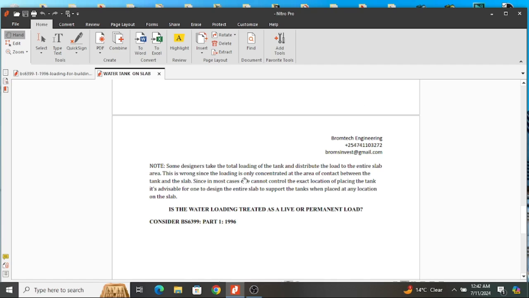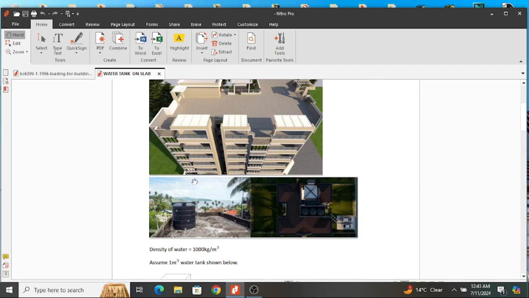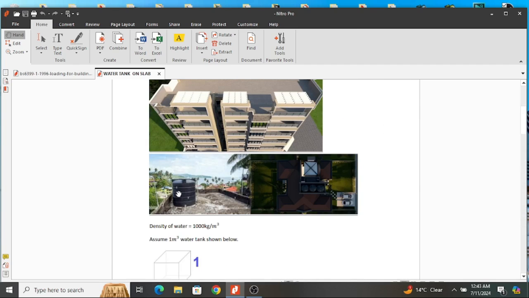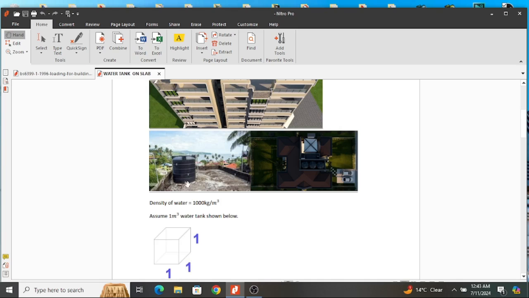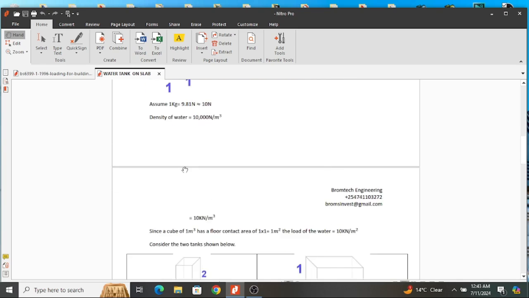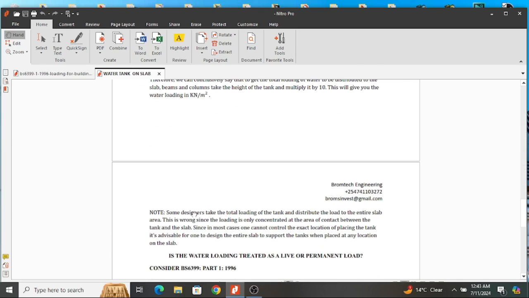This is wrong since the loading is only concentrated at the area of contact between the tank and the slab. That is what we have said. Like in this case, the loading is only at this point. So if we take the total load of the water and distribute it throughout the entire slab, we are going to mess up because we will have under-designed that slab. So we just do the design for the contact area where the tank is placed.